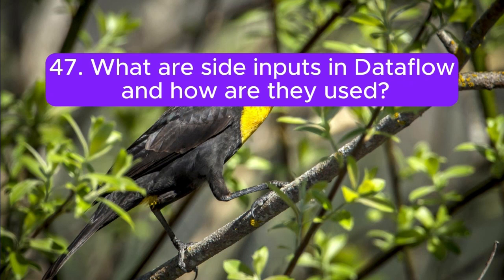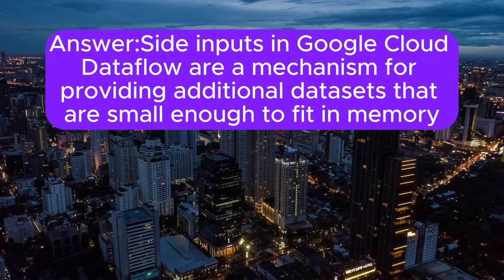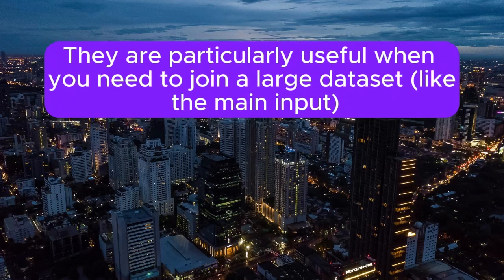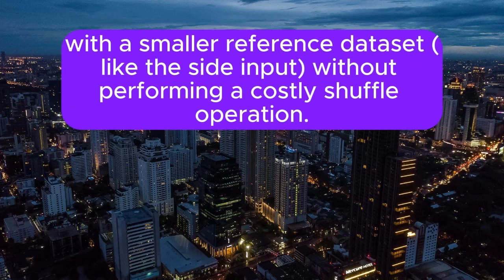47. What are side inputs in Dataflow and how are they used? Answer. Side inputs in Google Cloud Dataflow are a mechanism for providing additional datasets that are small enough to fit in memory and can be used alongside the main input data in a pipeline. They are particularly useful when you need to join a large dataset like the main input with a smaller reference dataset like the side input without performing a costly shuffle operation.